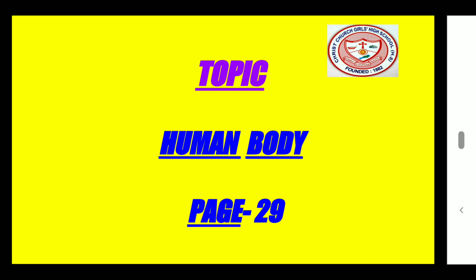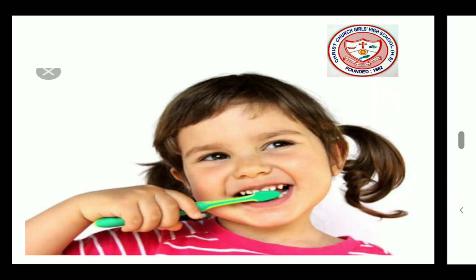Now our next topic is human body. Before starting the chapter, children, I am going to tell you some interesting things about human body. Number 1, when we brush our teeth too aggressively, then the enamel will wear down and make our teeth sensitive to hot and cold foods.